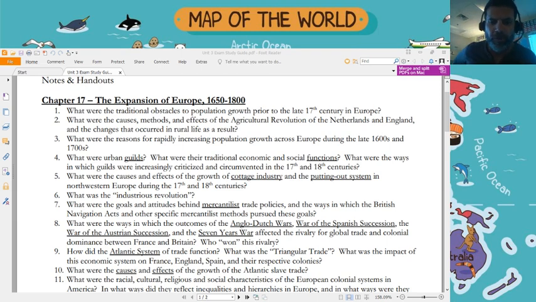So the Anglo-Dutch Wars, that was in the 1660s and 70s. Basically, England went to war against the Netherlands, and as a result, they took over some Dutch colonies, like what eventually became New York, and reduced the Dutch presence overseas and increased the English presence overseas.